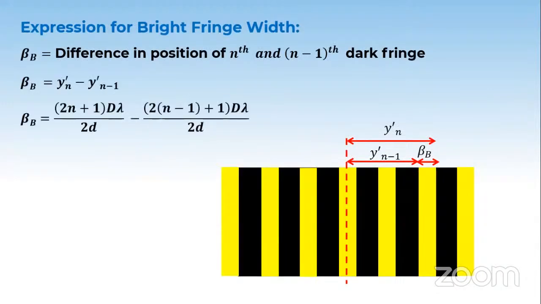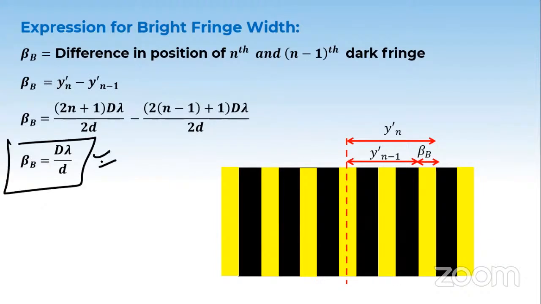So this is something known as fringe width. Remember, this quantity is basically the distance between two consecutive bright bands or two consecutive dark bands. If we talk about the bright band, it will be the bright fringe width. If we talk about the dark band, it will be the dark fringe width.